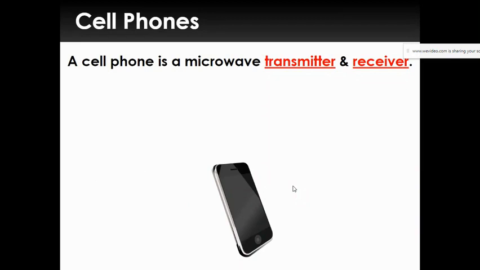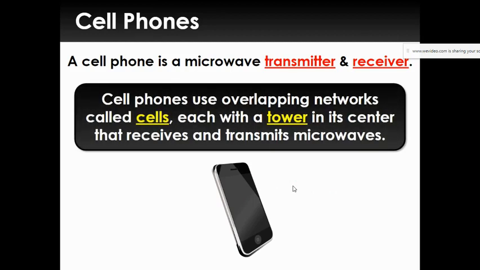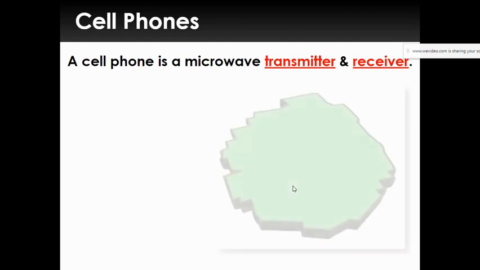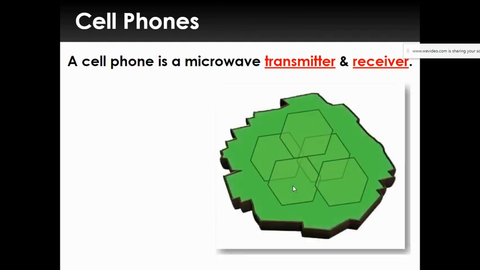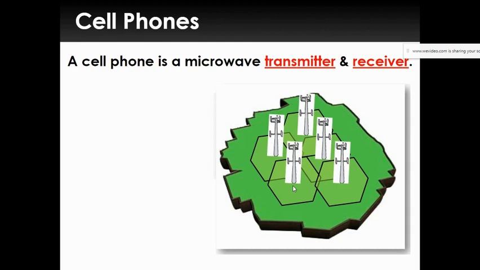Your phone is a microwave transmitter and receiver. They use overlapping networks called cells, each with a tower in its center that receives and transmits microwaves. So in a local area, you might have a lot of overlapping cell towers so that you're able to communicate instantly with people in other areas.